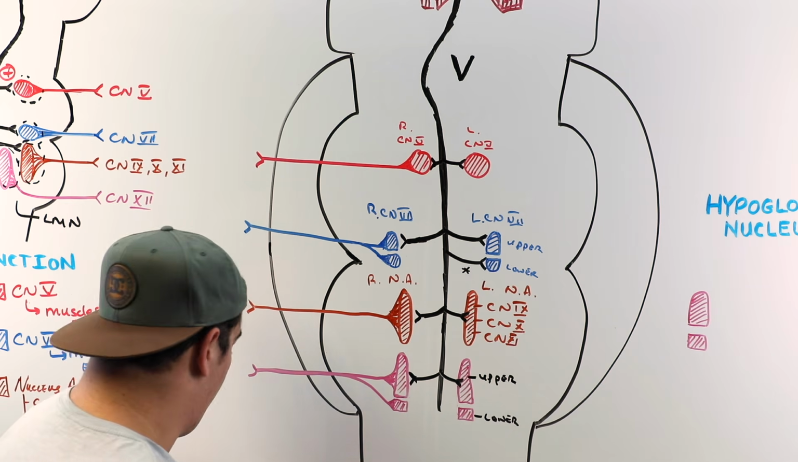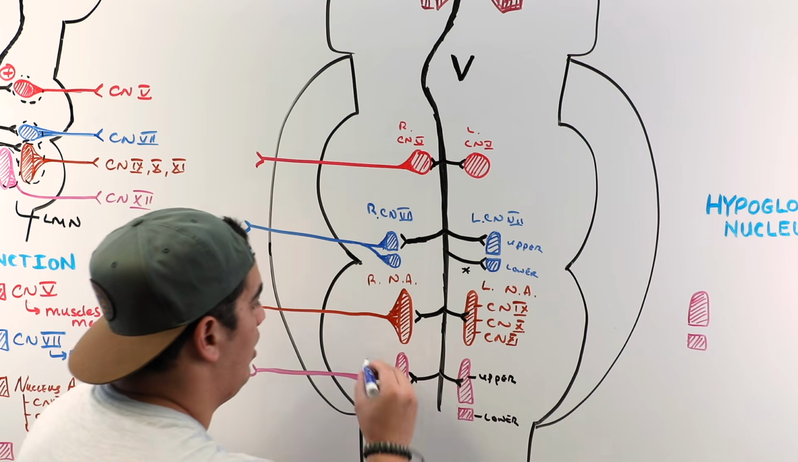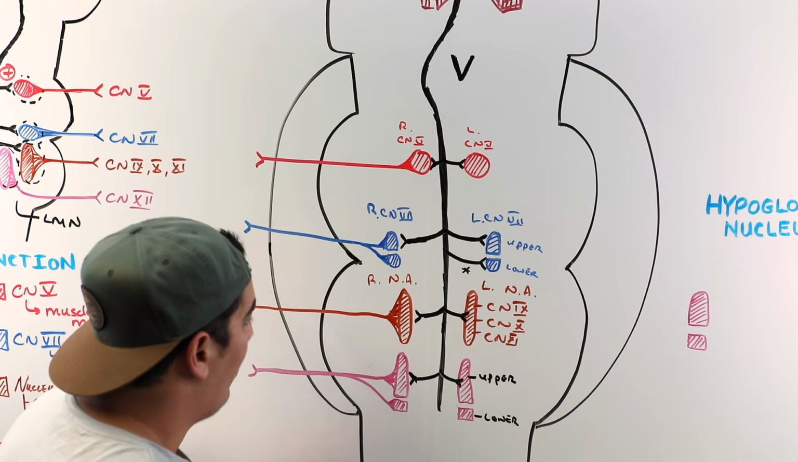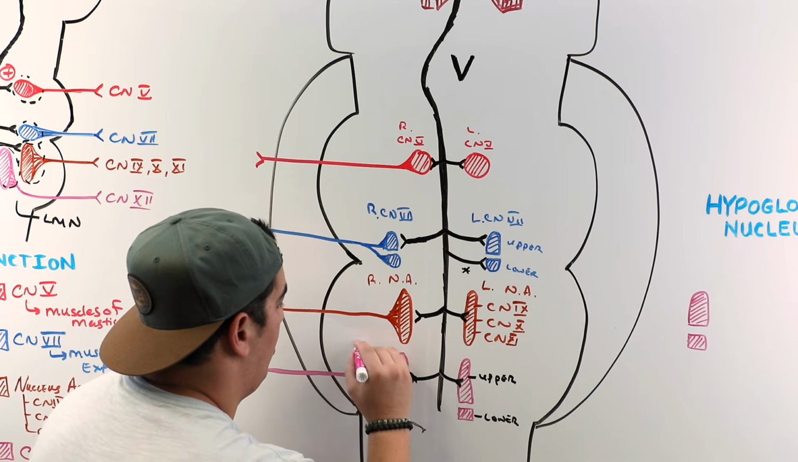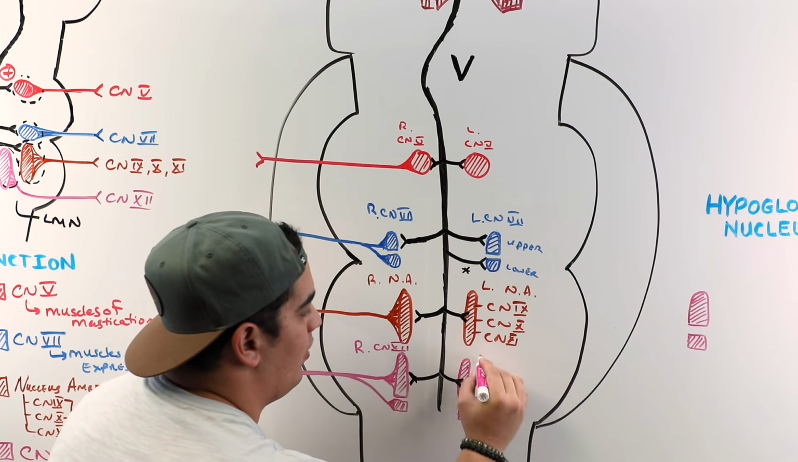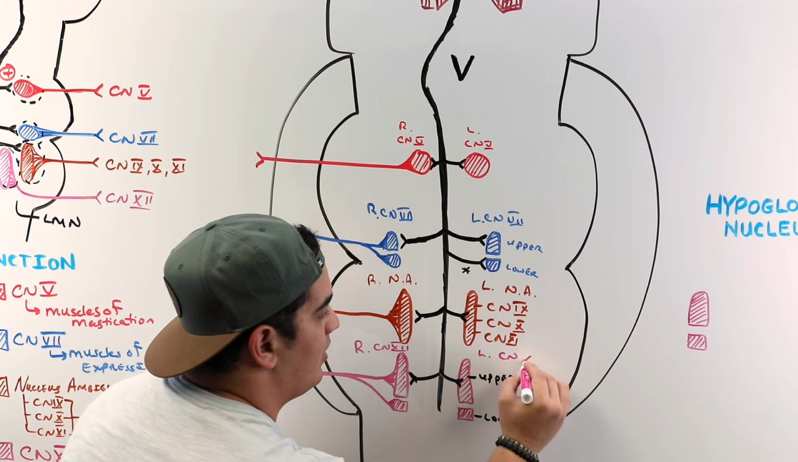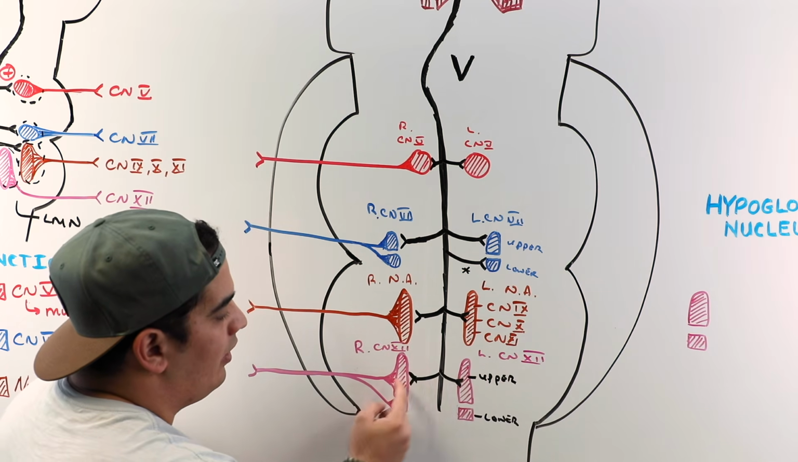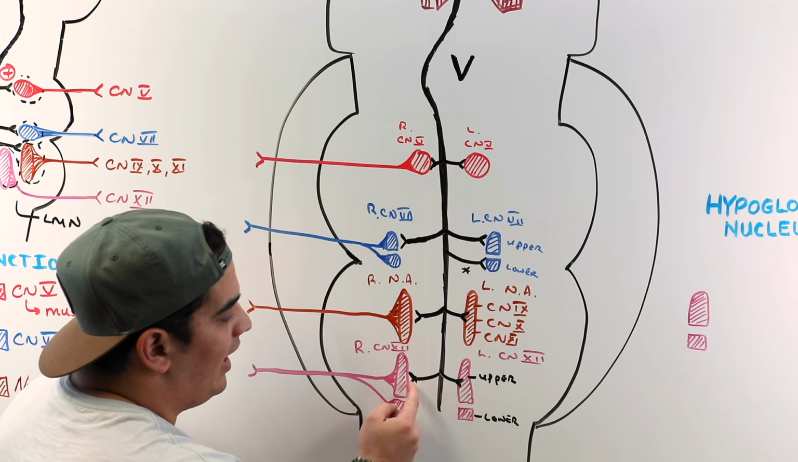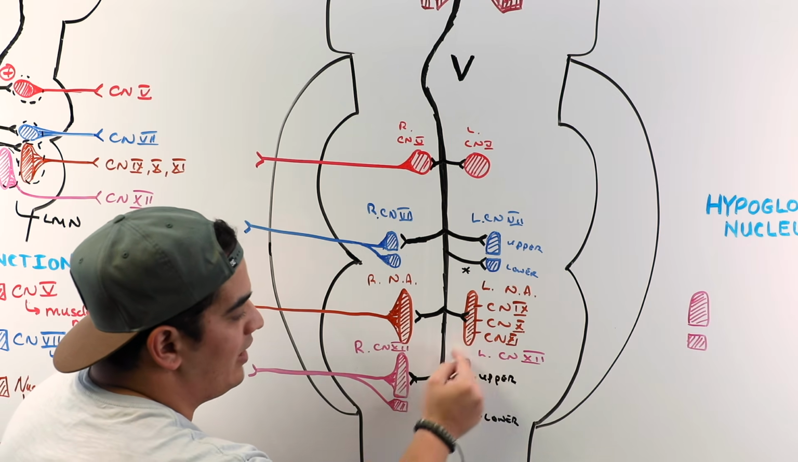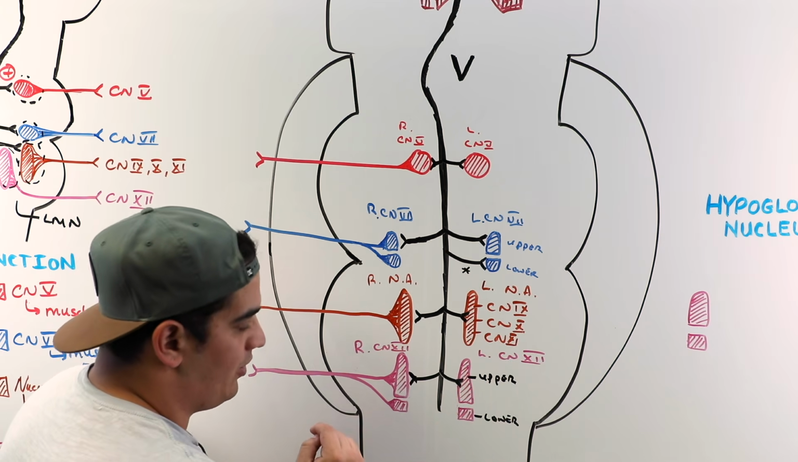So again, which one is this one here? This is your right, pink. This is your right hypoglossal nucleus, which is cranial nerve 12. This is your left hypoglossal nucleus, which is cranial nerve 12. The right corticobulbar tract gave an ipsilateral supply to the right hypoglossal nucleus, the upper portion, and a contralateral supply to the left upper portion of the hypoglossal nucleus.